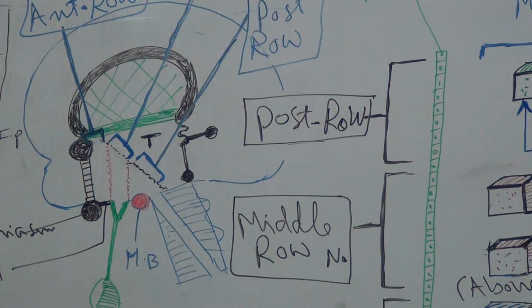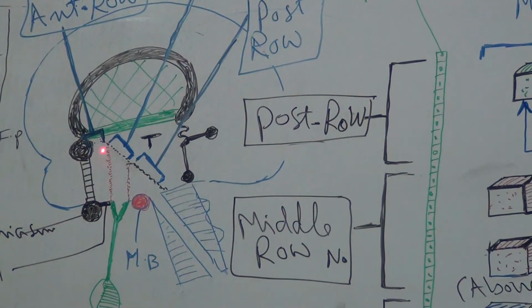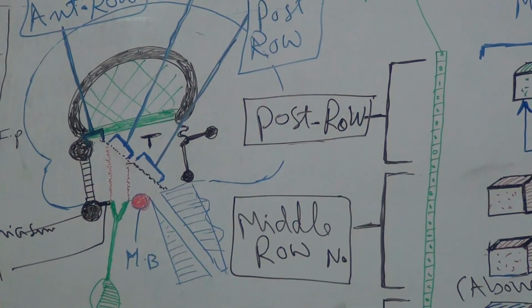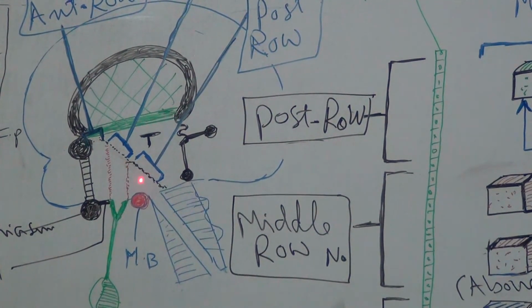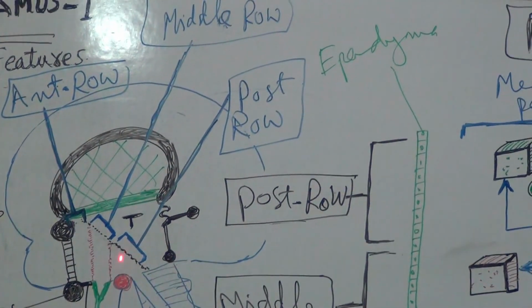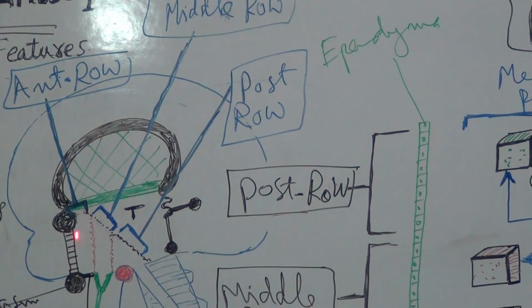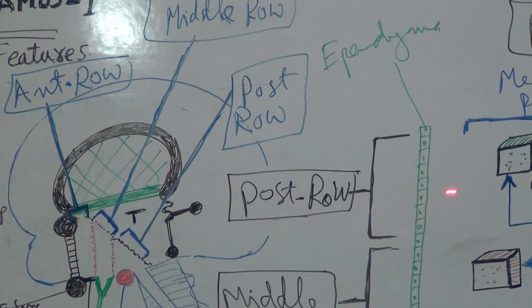In this way, I have divided the hypothalamic nuclei into rows. Anterior row nuclei located above the optic tract and optic chiasma. Then middle row nuclei located above the level of tuber cinereum. And the posterior row nuclei located above the level of mammillary body. So anterior, middle, and posterior rows, and these are different nuclei in these rows.